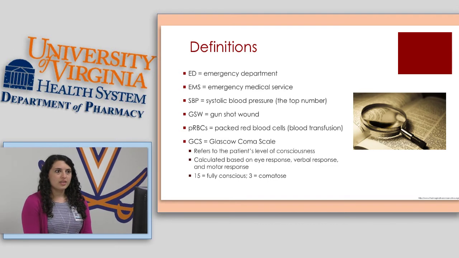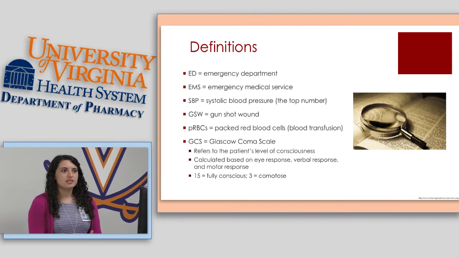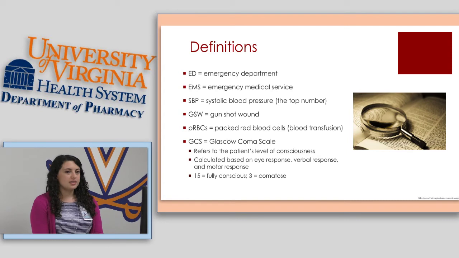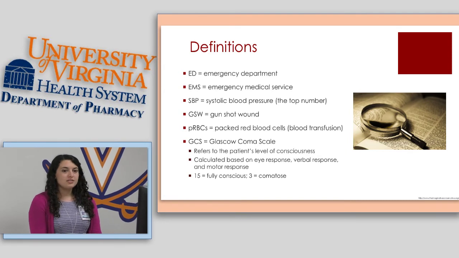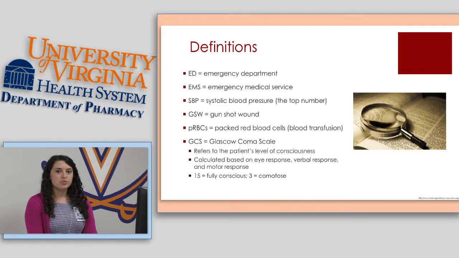This is a score that you'll hear when you hear that the patient is coming in. They'll usually say a GCS and a certain number. 15 is fully conscious, so like you and I are right now, and 3 would be no response at all, so the patient is completely comatose, but they are still alive. And so the numbers are based on their response to stimulation, so eye response, verbal response, and motor response.